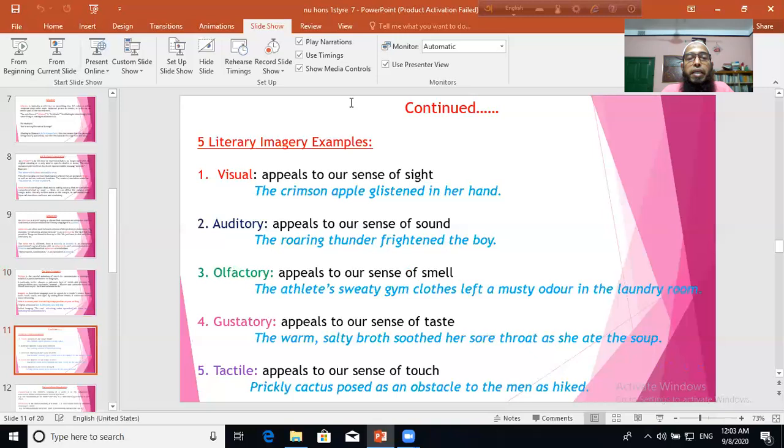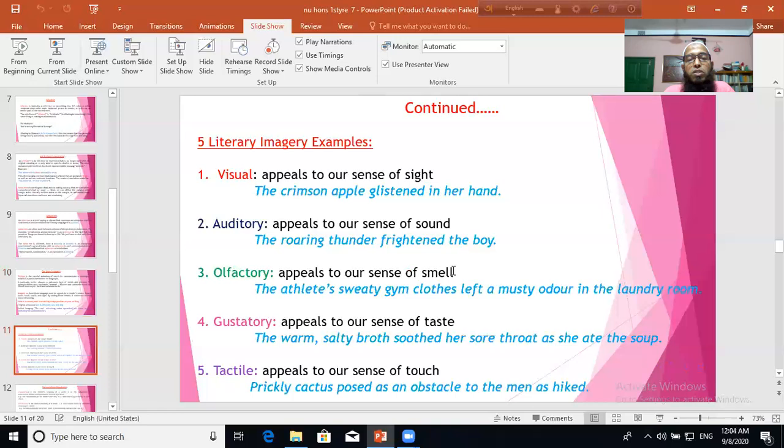Five literary imagery examples here. Visual, that means it is sight, seeing, appeals to our sense of sight. The crimson apple glistened in her hand. So this is regarding our sight, seeing. Auditory means appeals to our sense of sound. The roaring thunder frightened the boy. The sound, the roaring thunder, frightened, panicked the boy.